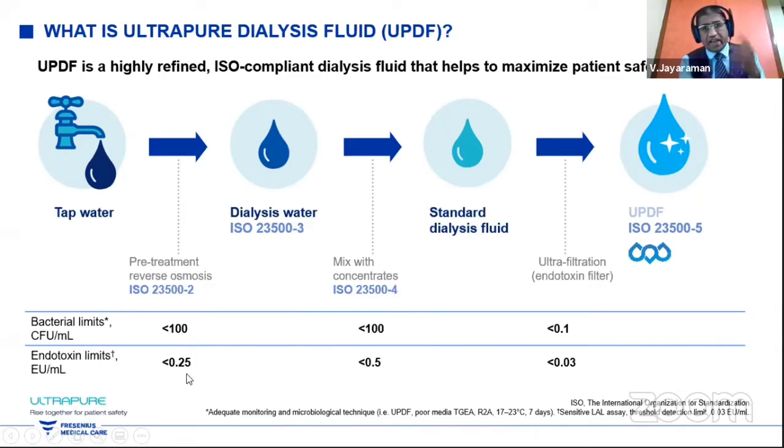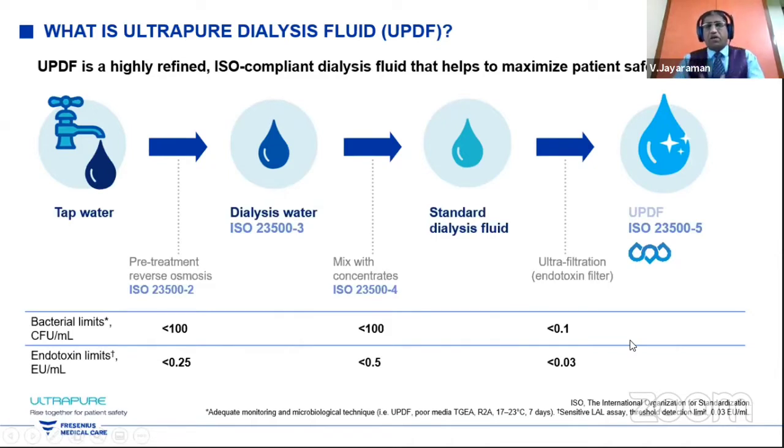Then 0.25, the action level should be 50 of this. Otherwise, you cannot use that water going into the machine. Mixing the concentrates, what comes out can probably be double the endotoxin level. But if you have a good RO system, a good ISO quality of water, and the mixing of the concentrate matching the medical grade formula, I think you will nowhere see these values.